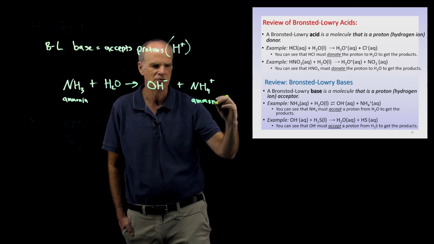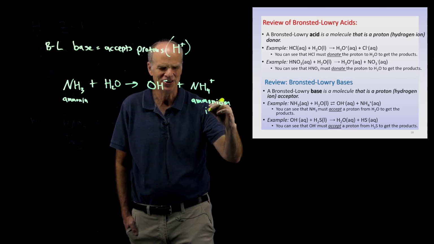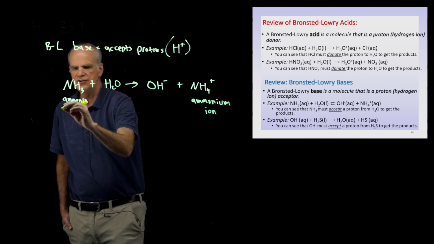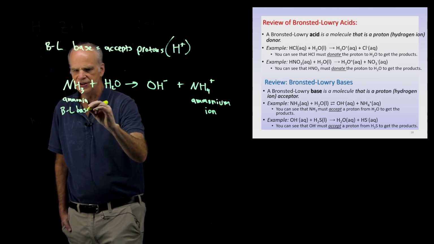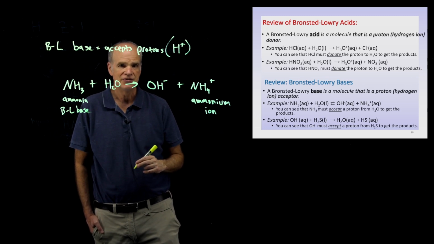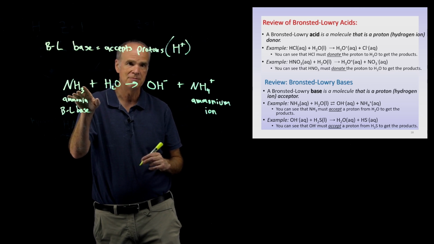It's NH4+. It's called ammonium ion. So you can see the spelling is a little bit different. And so here, I'm hoping you can see that ammonia is a Bronsted-Lowry base. And so what we might imagine going on is that the NH3, to be a Bronsted-Lowry base, must accept a proton.